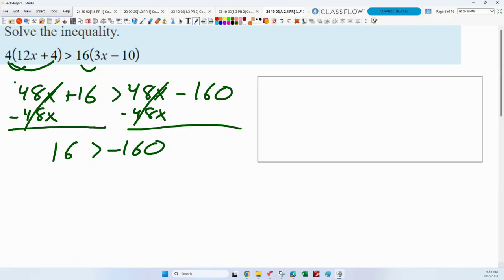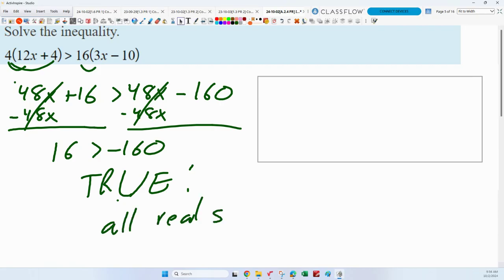That's the math God's way of telling us. If the variables disappear, they're telling us it doesn't matter what value you pick. If this is true, any value is going to work. It doesn't matter which one you pick, they're all going to work, right? So because it's true, it's all reals. Okay?